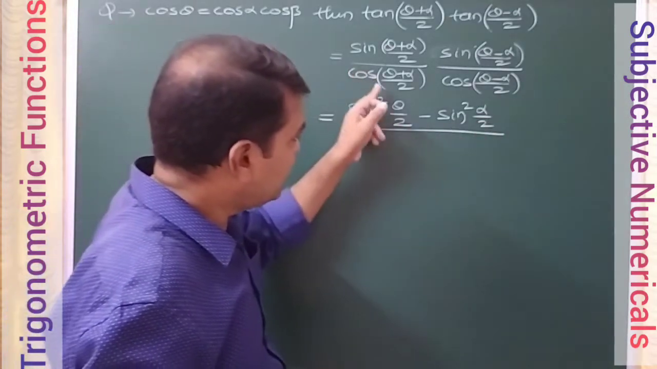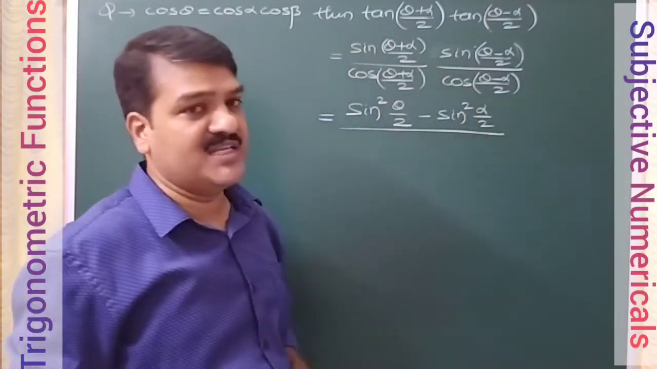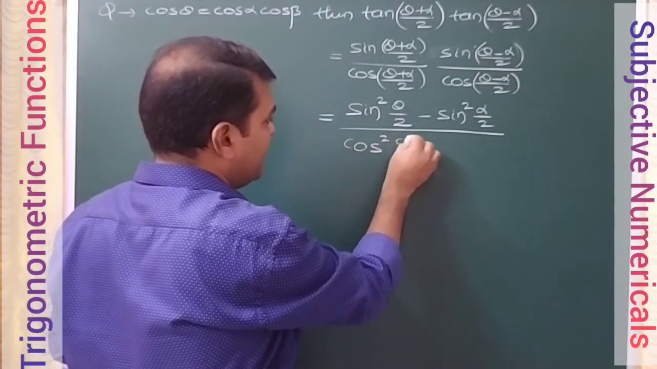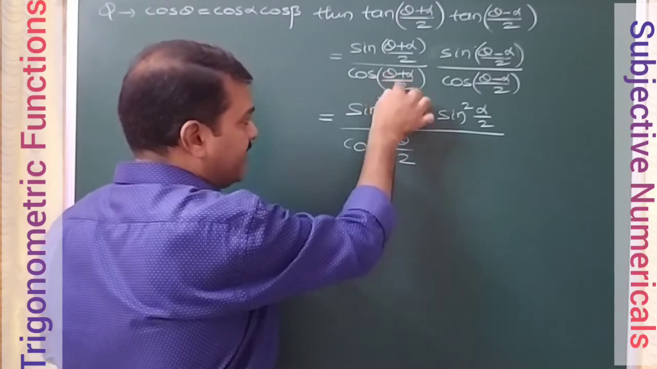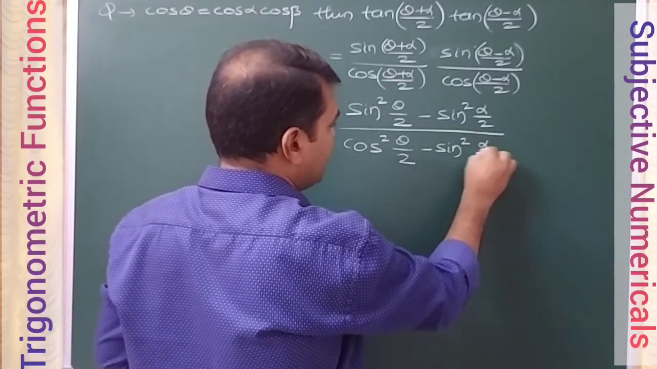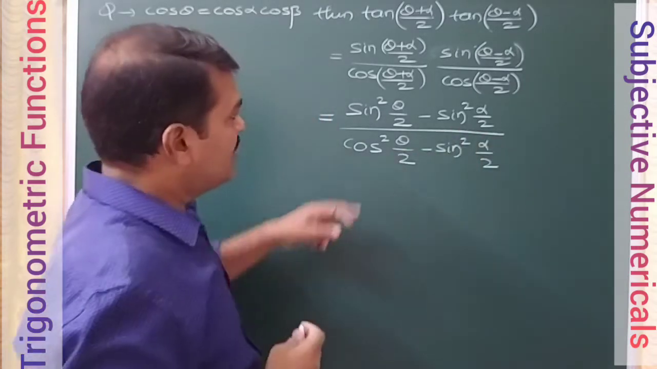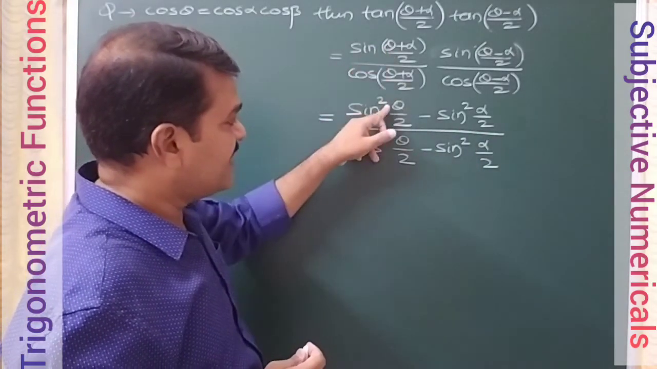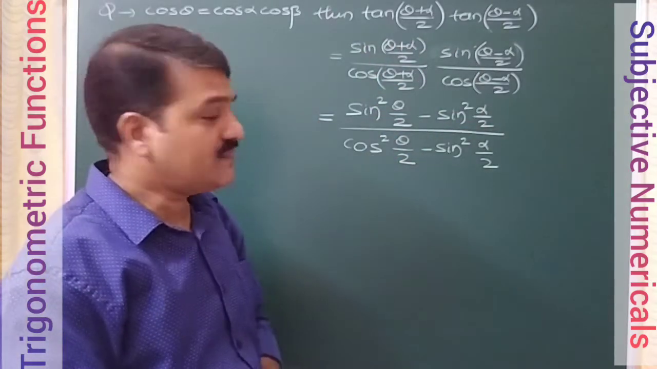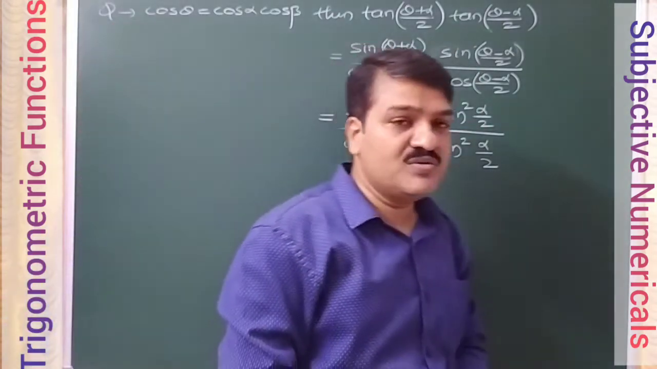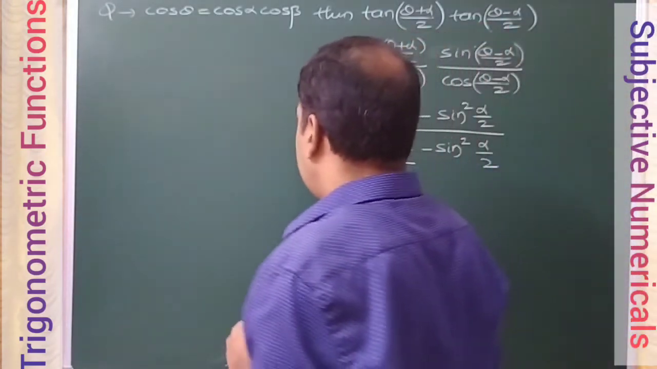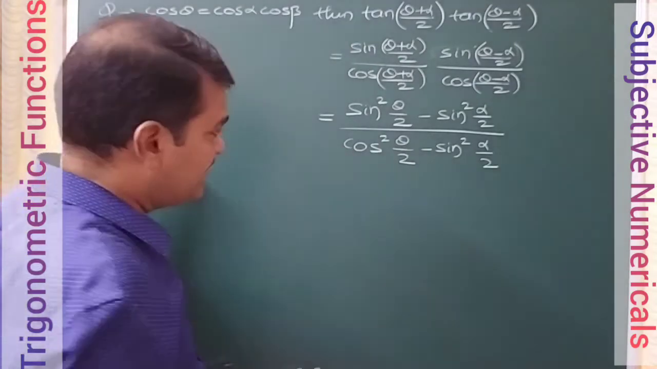For the denominator, cos a plus b into cos a minus b, we will get cos square a, that means theta by 2, minus sin square b, that means alpha by 2. So treat theta by 2 as the first angle A and alpha by 2 as the second angle B. Now we will use multiple and submultiple formulas, which I will write on the left side.